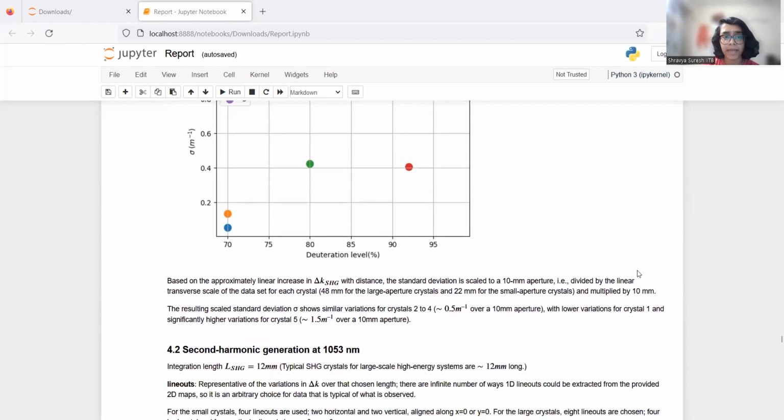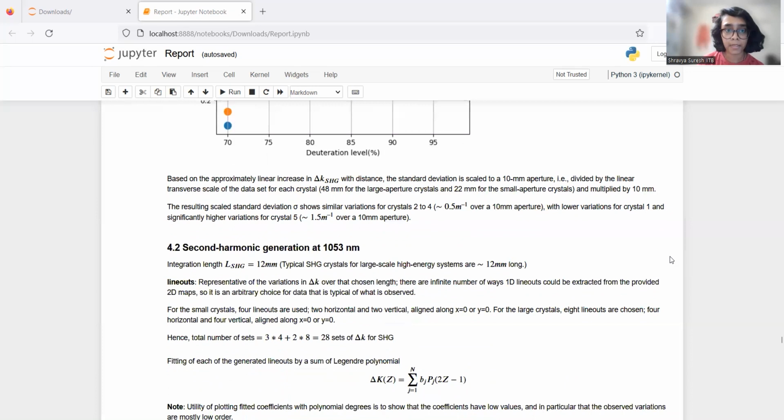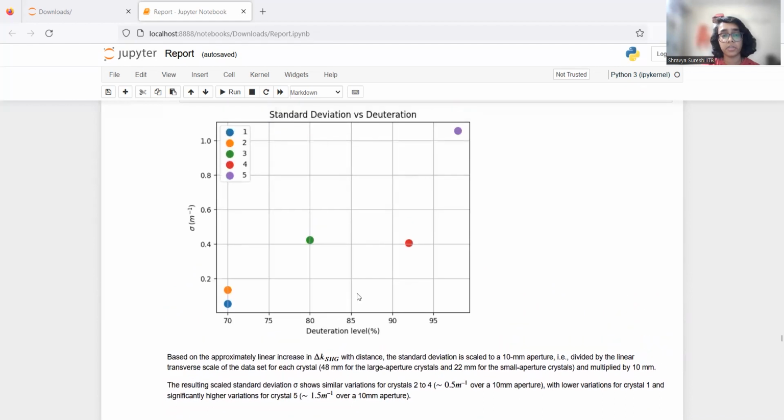These values were determined by linear transfer scale of the data set, and we scaled it to a length of 10 millimeter, as mentioned here, by multiplying by 10 and dividing by the original length of the aperture of the crystal itself, which was 48 millimeters for 1 and 2 and 22 millimeters for 3, 4, and 5. So as a result, the scaled standard deviation shows similar variations for crystals 2, 3, and 4 as we expected, and lower variations for crystal 1, again as expected, with not much of a change as visible in the first graph. And there's a very high variation for crystal number 5, as again expected from the first graph itself.